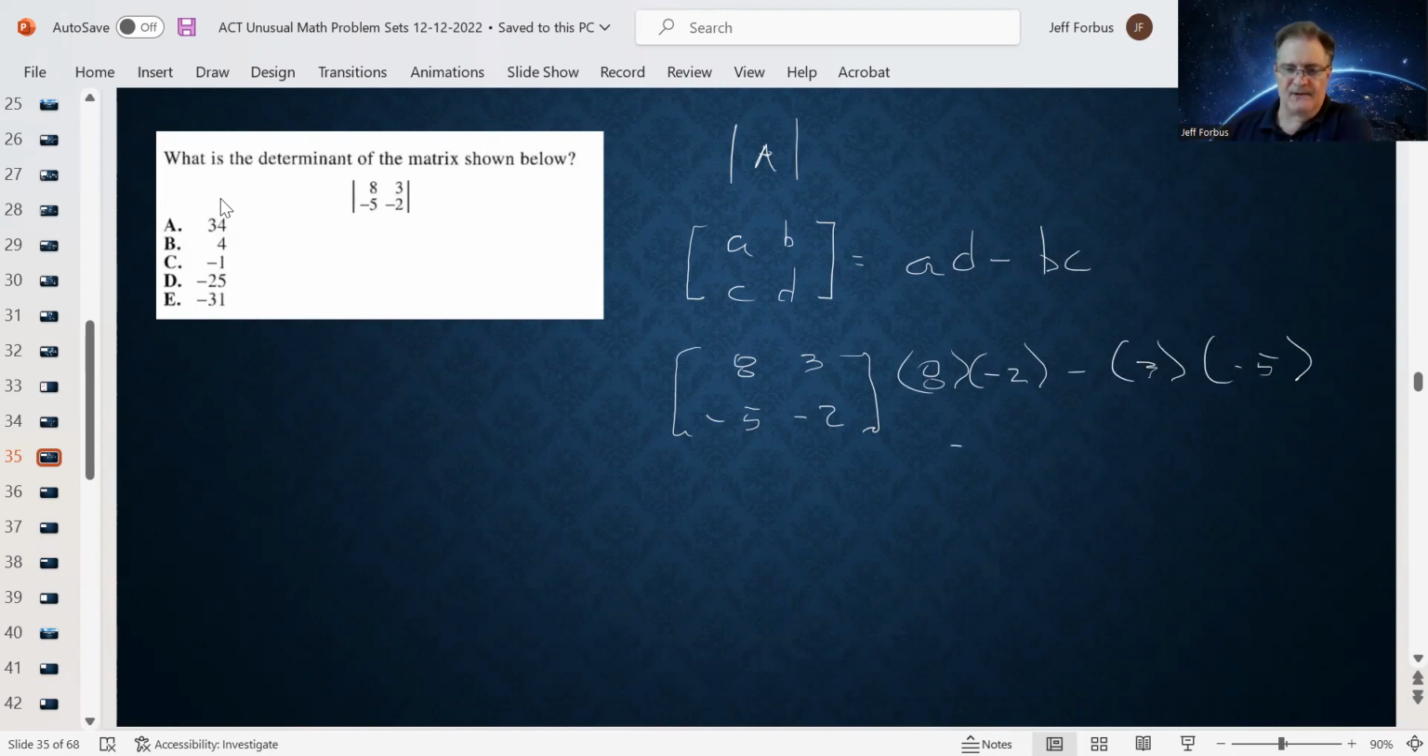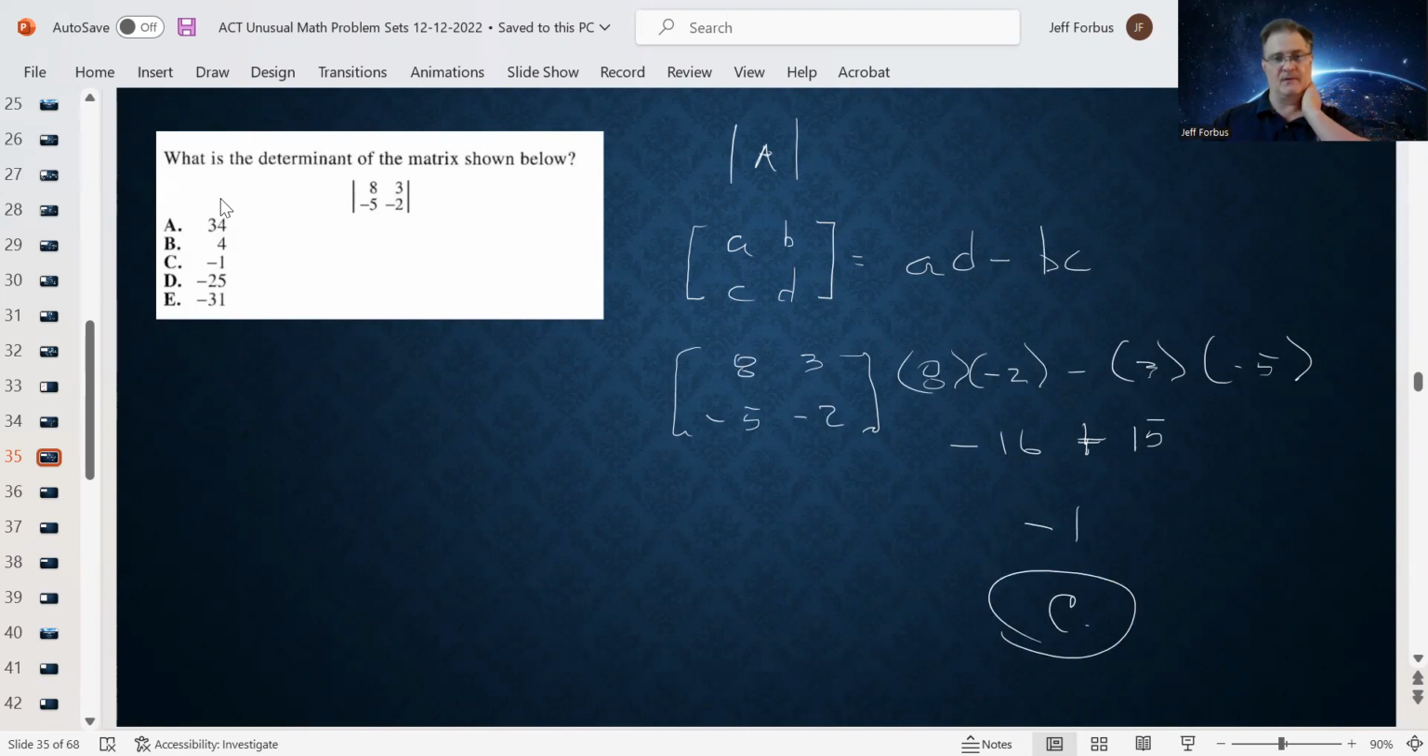Eight times -2 is -16. Okay, now this is a -3 times a -5, so that's going to make that a positive 15. Be very careful with your signs. So -16 plus 15 is going to be -1. So the determinant is -1, or answer choice C.